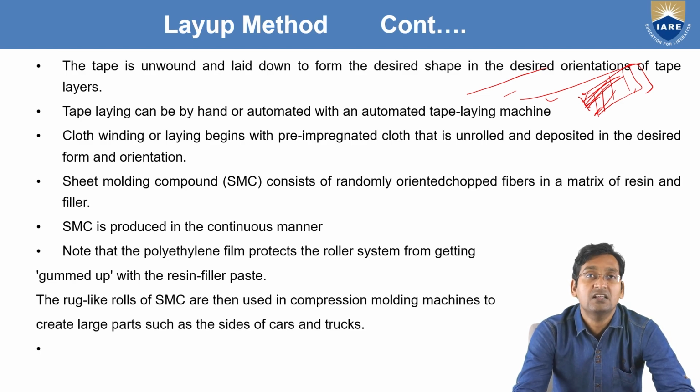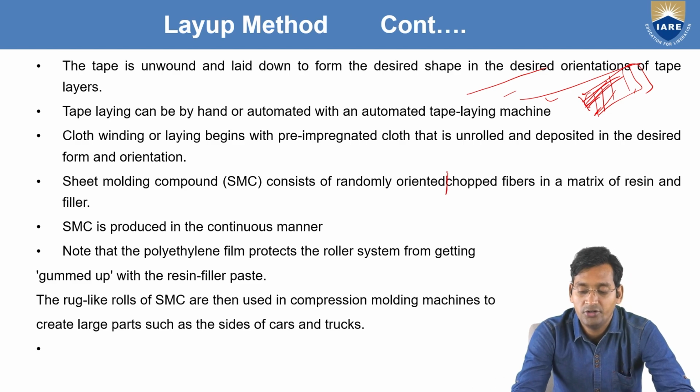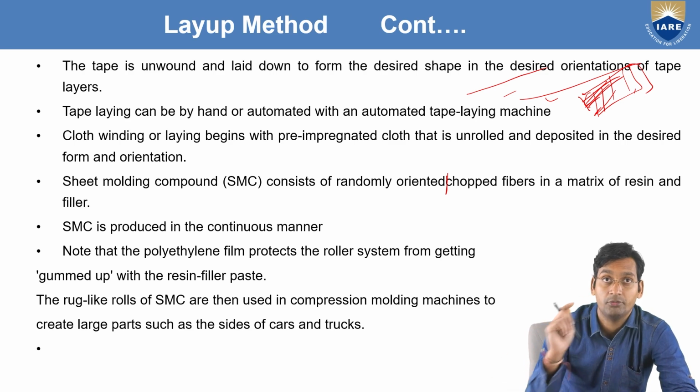Sheet molding compound, SMC, consists of randomly oriented chopped fiber in a matrix of resin and fillers. So sheet molding compound is that one.